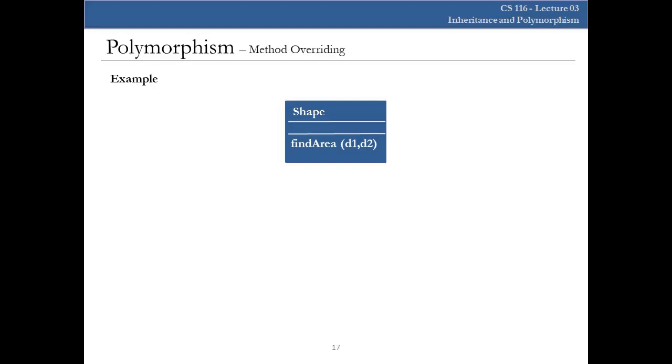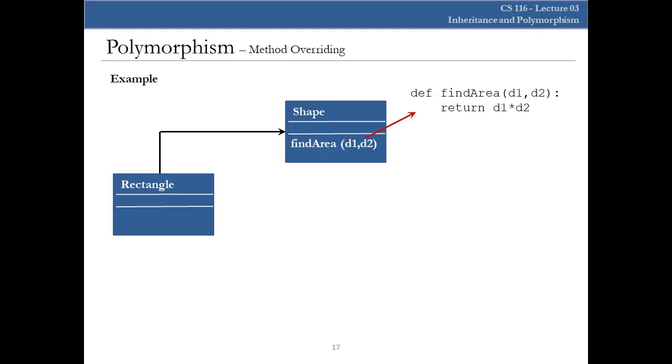Now let's suppose I want to implement this method. So this could be one possible implementation of this method. The simplest formula that comes to my mind is that I just multiply the two dimensions and I'll get the area, right? Now let me derive a child class from this class Shape, Rectangle.